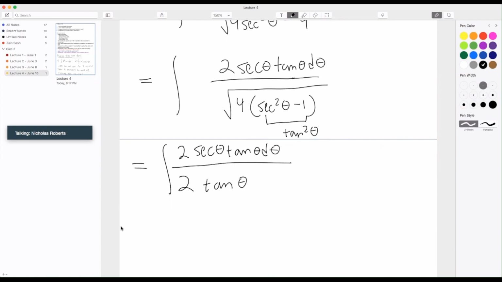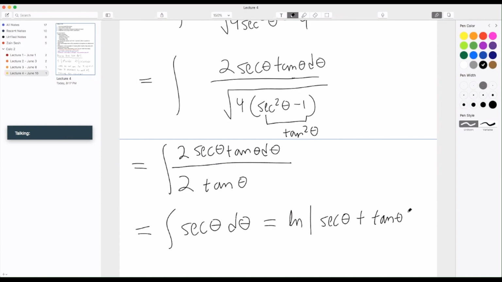Now we get some cancellations. The 2's cancel and the tangents cancel, just leaving us with the integral of secant. By earlier in class, we know that this is natural log of secant theta plus tangent theta. I know I skipped a few steps with this one. I hope everything is clear. Please just let me know.